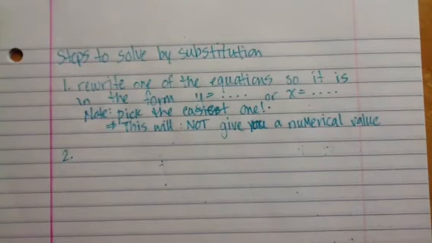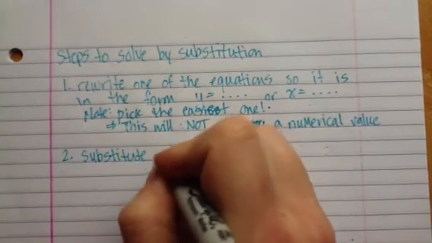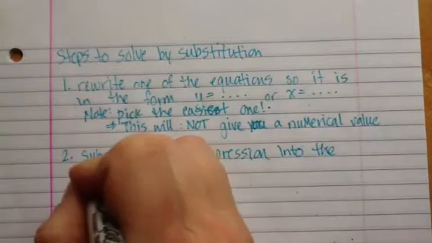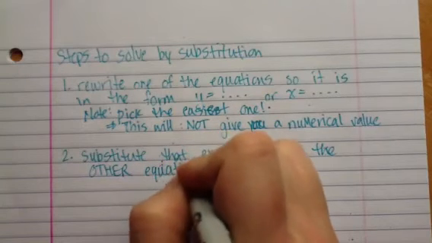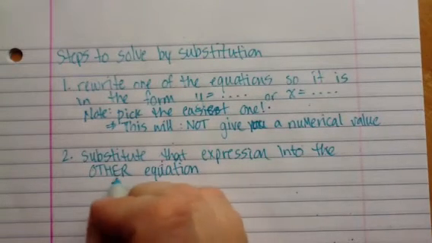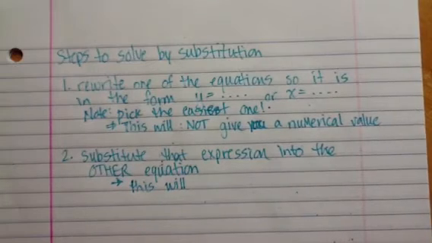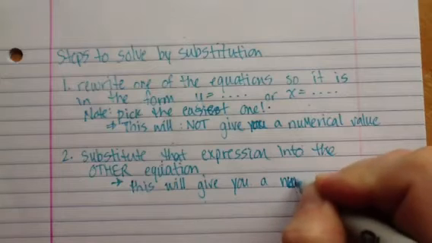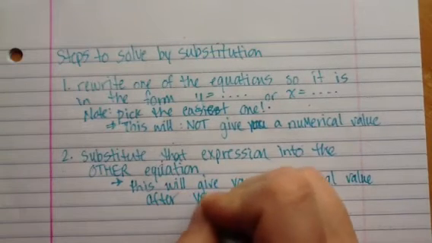The second thing you're going to do is substitute that expression into the other equation. Don't substitute it back into its own equation. You want to substitute that into the other equation. Again, this is not going to give you a number right away, but after you solve it, this will give you a numerical value.